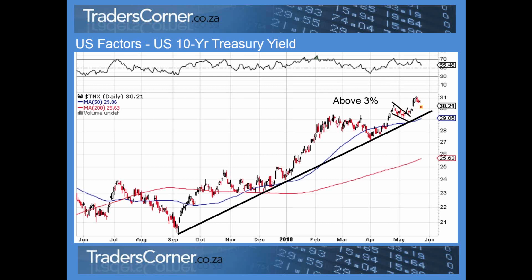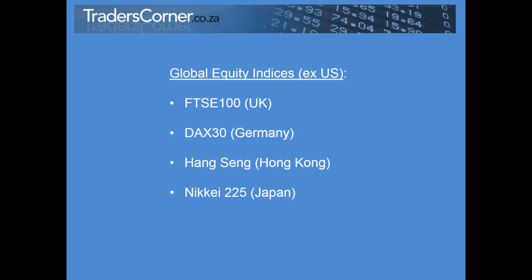So let's see. But do keep in mind that rising yields, rising interest rates are ultimately a headwind for equity markets. And it's just a question of at what point do we reach a tipping point in terms of where they become too much of a headwind and they really slow the equity market down significantly. All right, so that's the US factors.